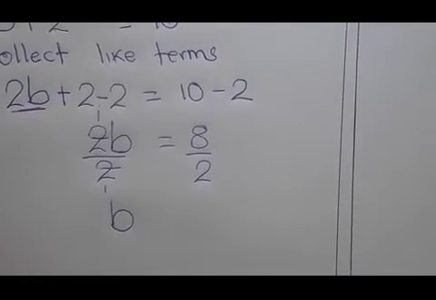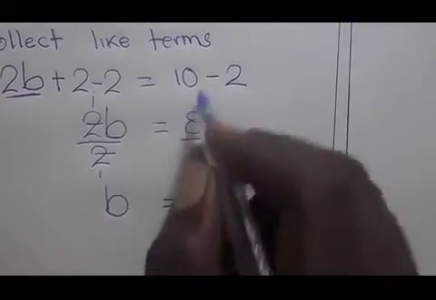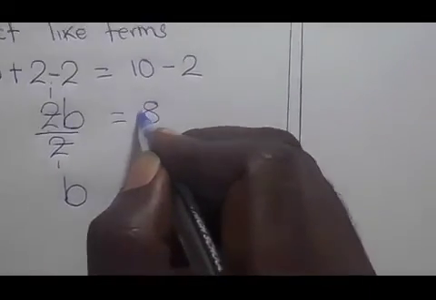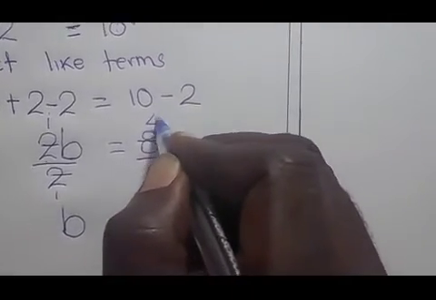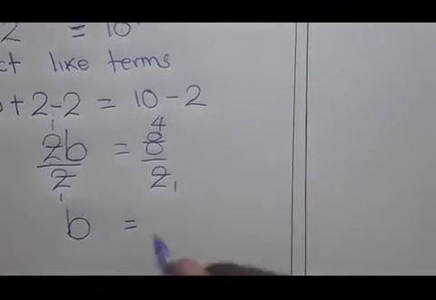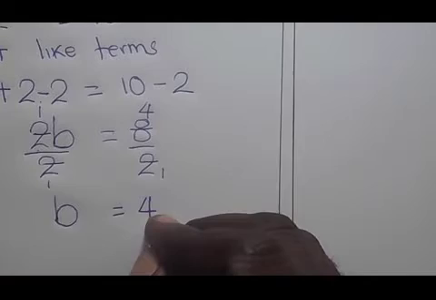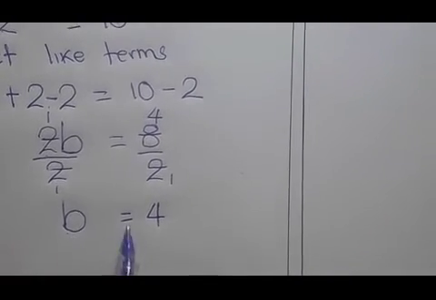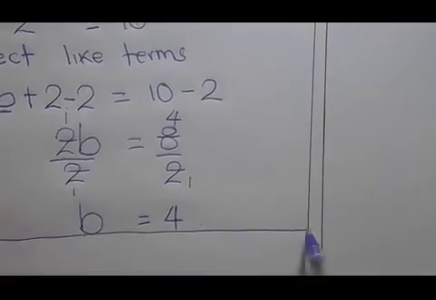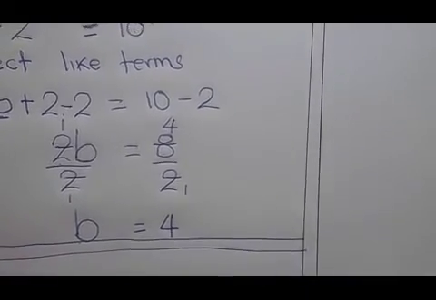So you say b equals, we divide here. How many times does 2 go into 8? It is 4 times. When you use your multiplication table of 2, you will get 4. So we get b equals 4. You underline your answer properly with 2 lines as usual.